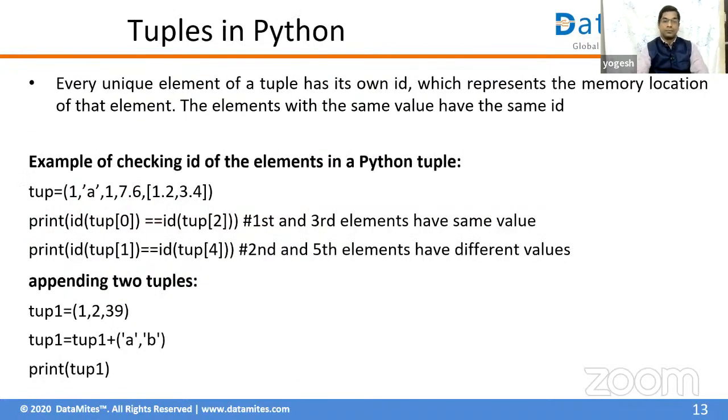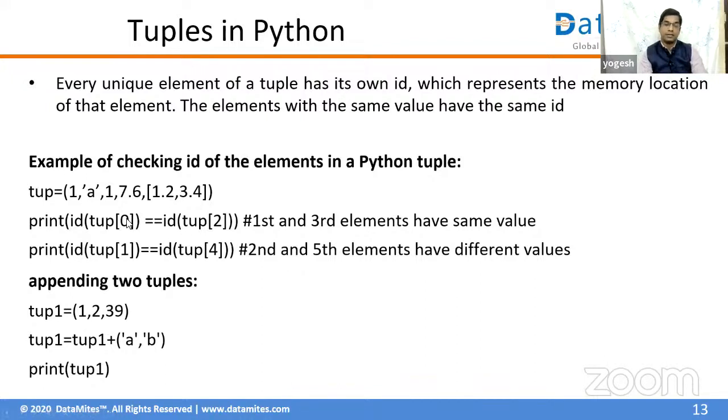Every unique element of the tuple has its own ID, which represents the memory location of that element. The elements with the same value have the same ID. You can see here, I would like to check the first and third elements, whether they have the same value or not. The first element is 1, and the third element is also 1, so I would like to check whether they have the same value.